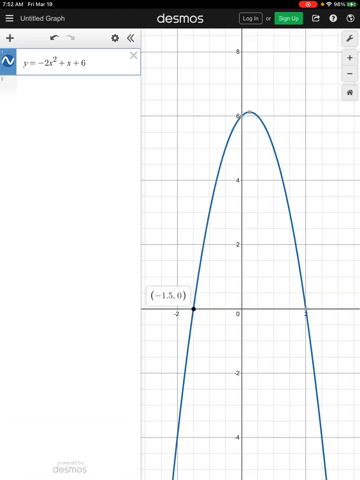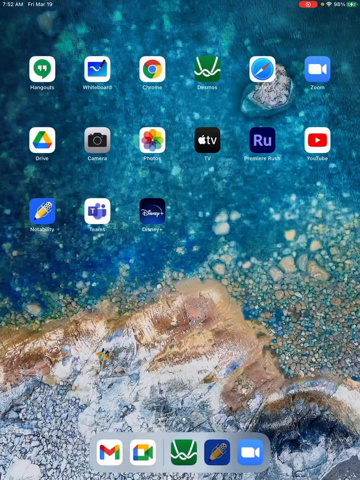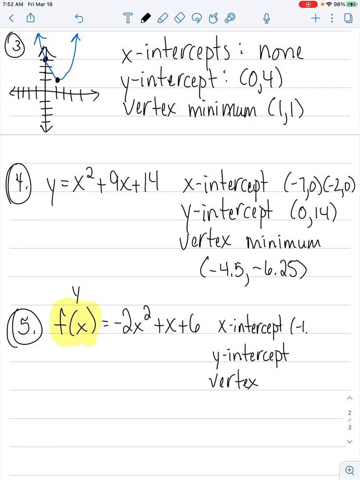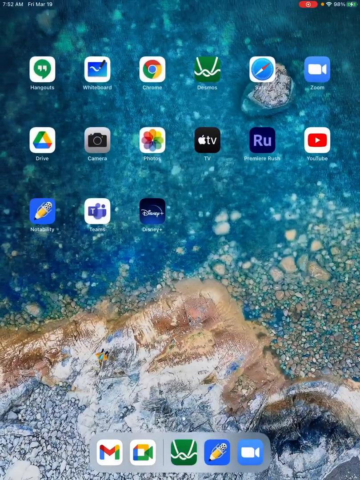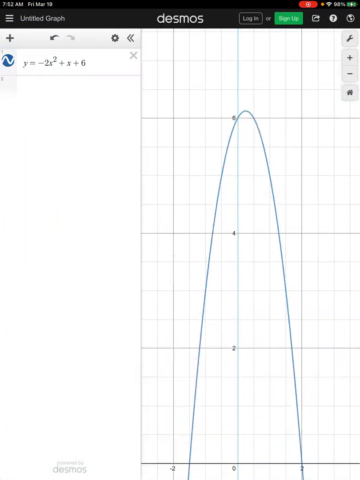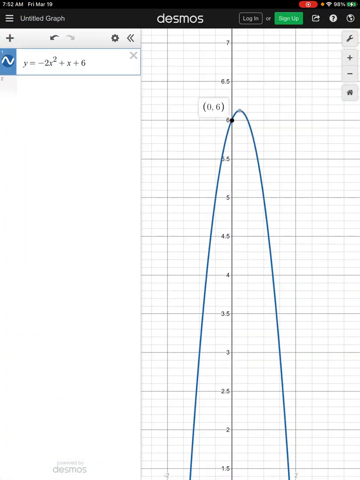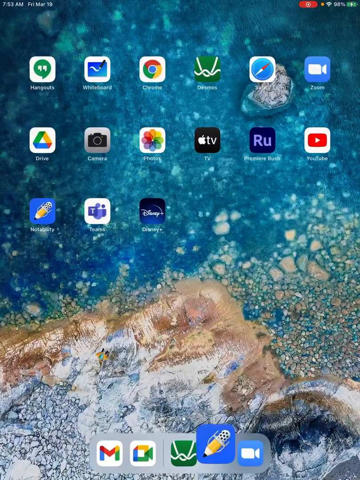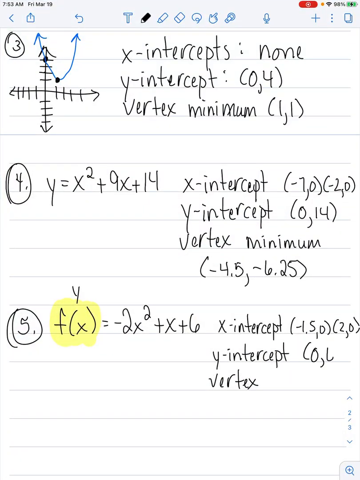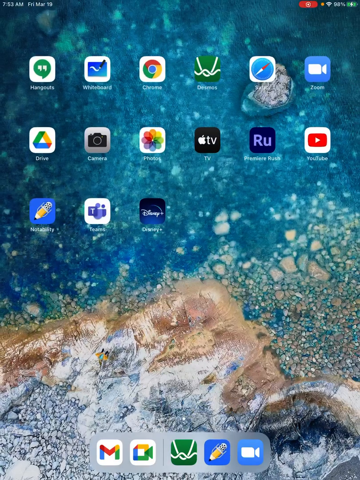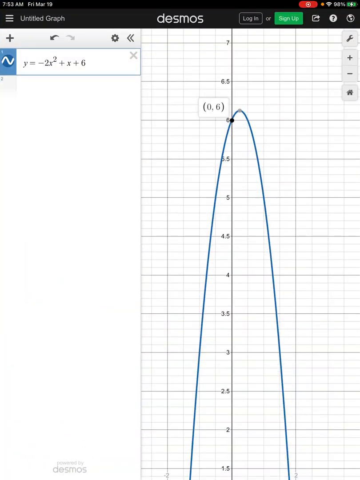So first let's look at our intercepts, our x-intercepts. Negative 1.5 and 2. So negative 1.5, 0 and 2, 0. Those are my zeros or my x-intercepts. Next, let's find our y-intercept. That's where it crosses the y-axis. So that's at 0, 6. So my y-intercept is 6. And now let's look at our vertex. Our vertex is at 0.25, 6.125.